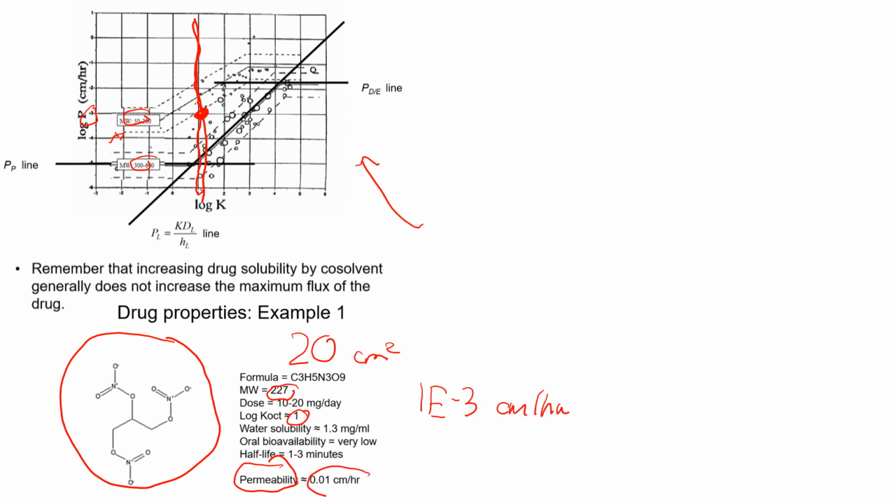centimeters per hour. Now, this isn't the value we're going to use for this problem because we actually are given the permeability of this, 0.01 centimeters per hour. You can see it's off about 10 times. It's not a perfect system, but it's better than nothing. Being an order of magnitude off is obviously not great, but it is better than nothing. So we'll just go with our 0.01 because that's already there.